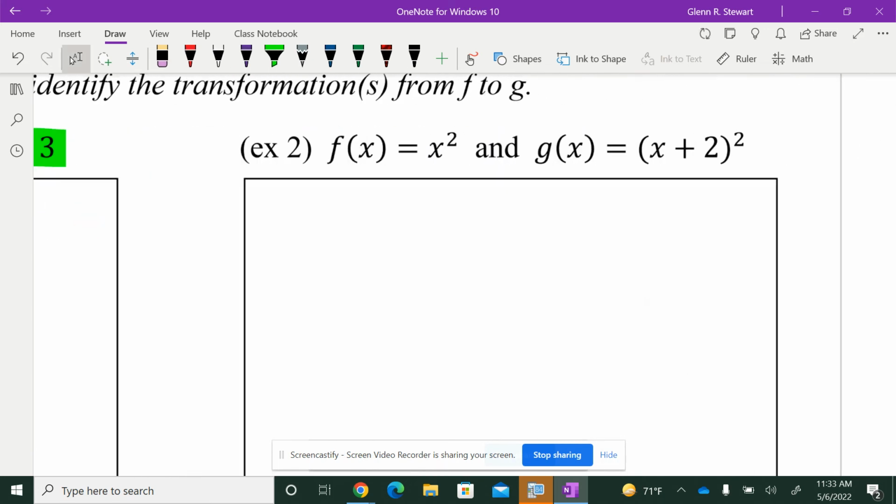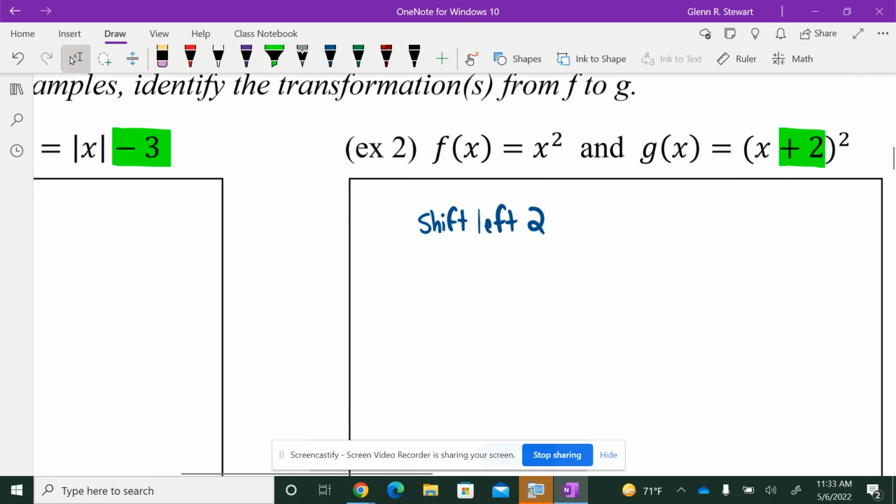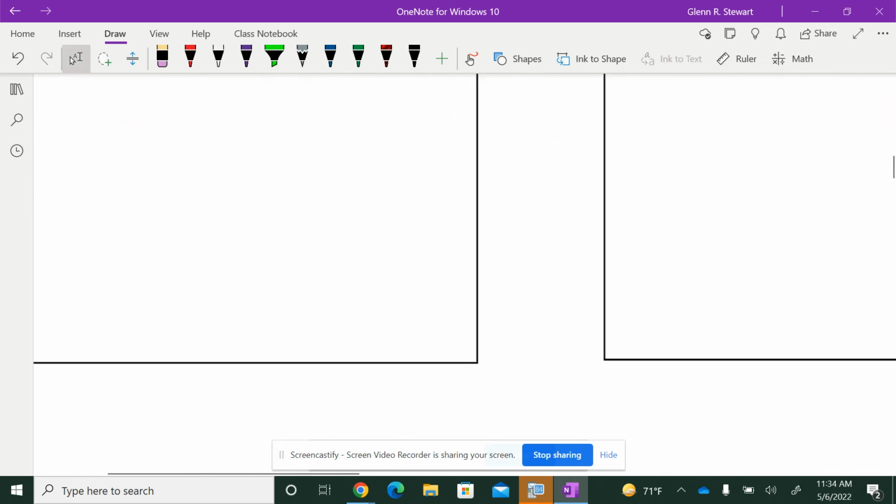All right, take a look at these next ones. Next example here. We started with x squared, and now we have x plus 2 squared. So what type of movement occurs? Shift left 2. Good. It's on the inside. It's plus. This is a shift left 2. Anything on the inside makes it horizontal, meaning it moves left to right. Anything on the outside means it moves up and down or vertical.